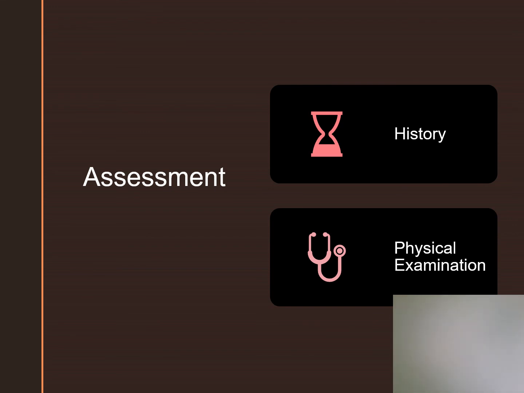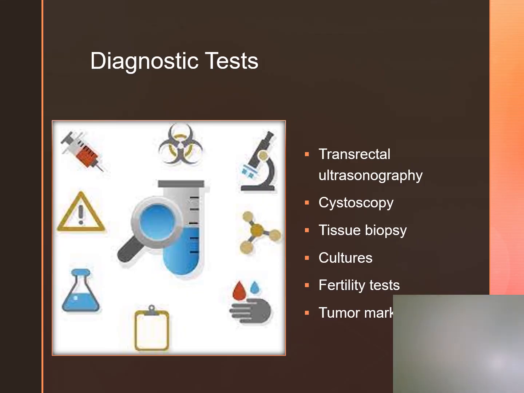Physically would require an assessment, inspection, and palpation of the external genitalia. Transillumination can assist with this, and a digital rectal examination to examine the prostate. Diagnostic tests include a transrectal ultrasonography, cystoscopy, tissue biopsy, cultures, fertility tests, and tumor markers, which would include a PSA, which is a blood test that can help detect prostate cancer in addition to other blood tests.